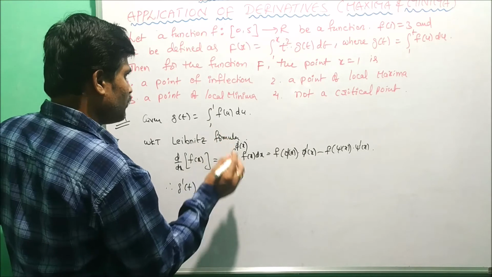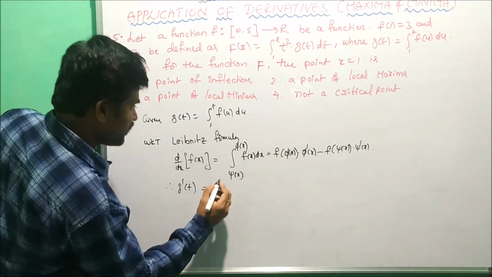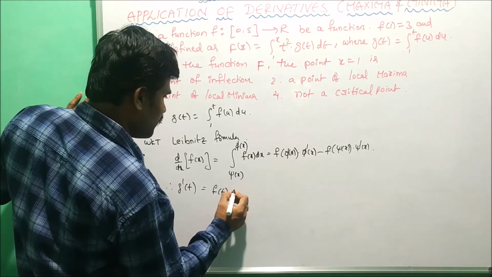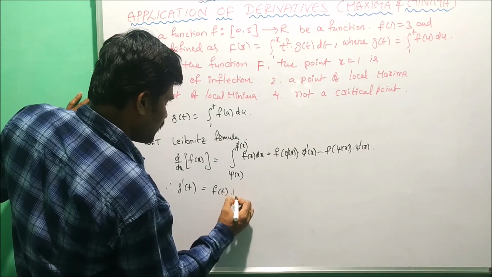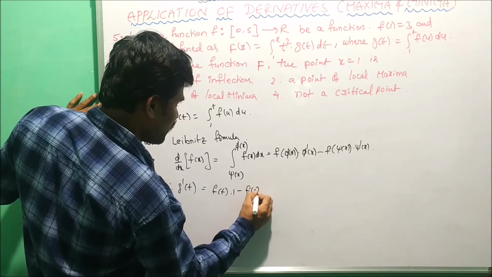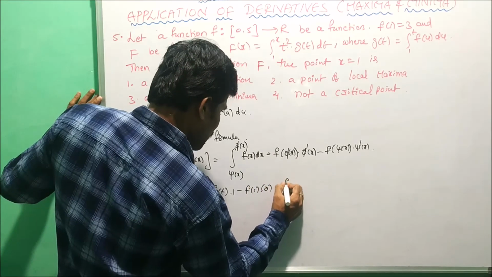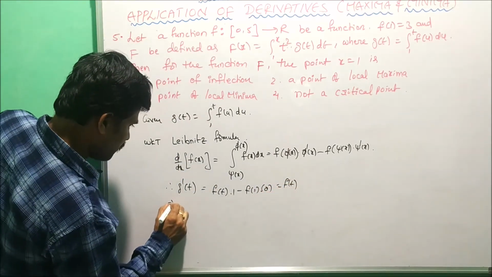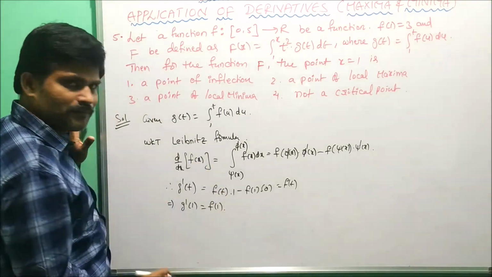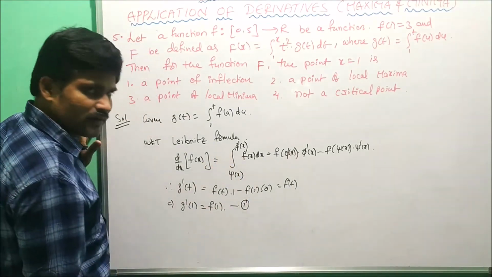It equals, this is t. Now here f of phi of x means f of t into the derivative of t, that is 1, minus f of psi of x, so f of 1 into the derivative of 1, that is 0. Which is clearly equal to f of t. Which implies g dash of 1 equals f of 1. Now this is equation 1.